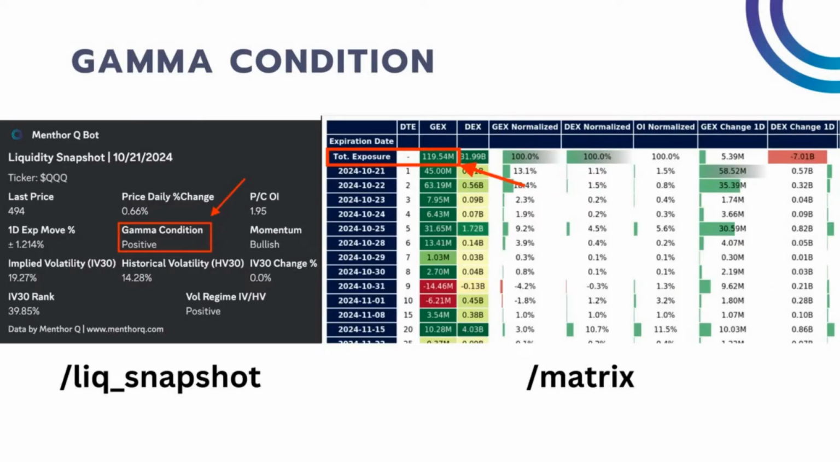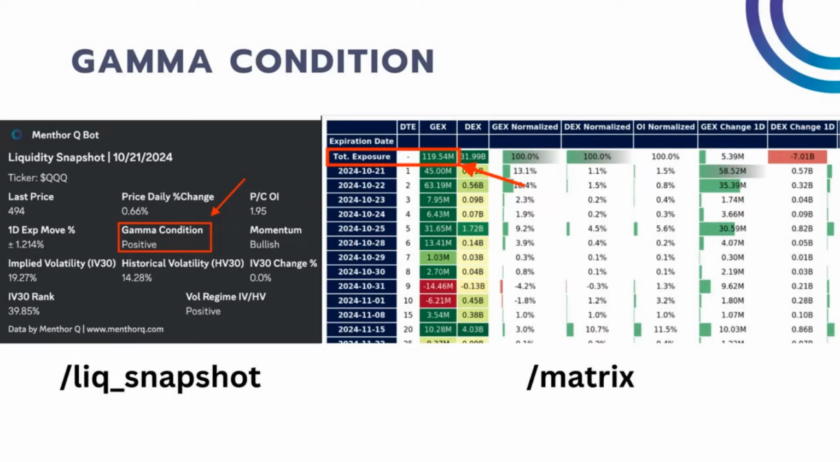All right, going back to where can we see this in the platform? So you can see the gamma condition in different places. We showed you the bot command here. One is our liquidity snapshot, where you see really clearly at the beginning of the day if we are in a positive or negative gamma.